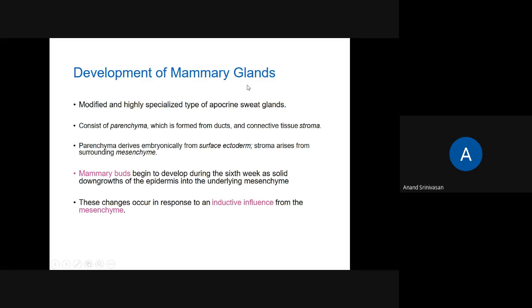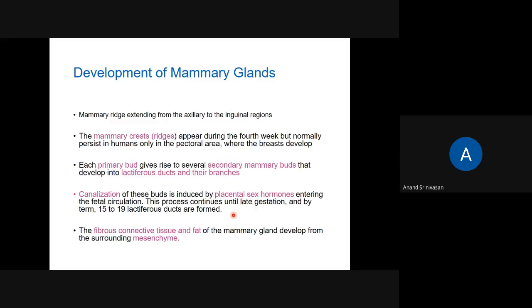So you know that the mammary glands are modified apocrine type of glands. They contain ducts and connective tissue stroma. The mammary buds usually develop in the 6th week as a downgrowth. I will show you from this picture.